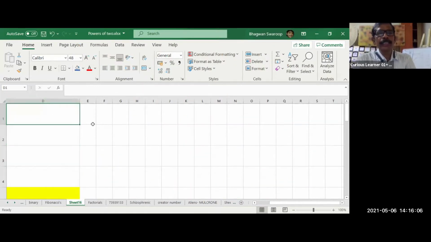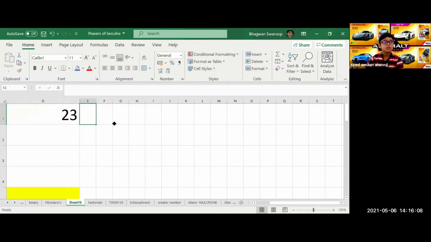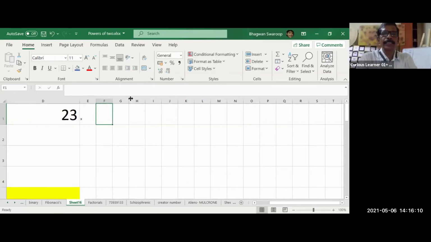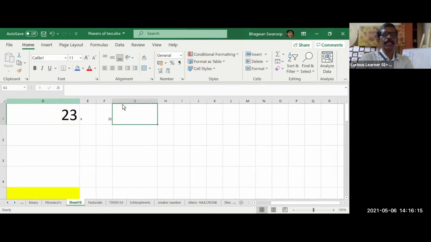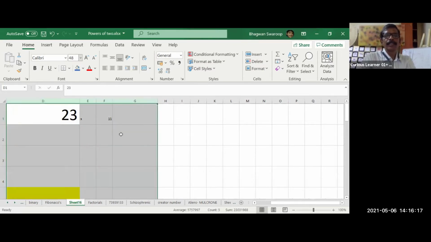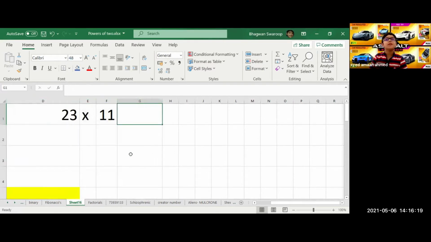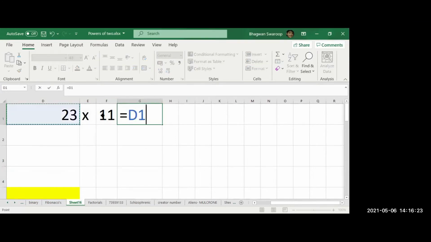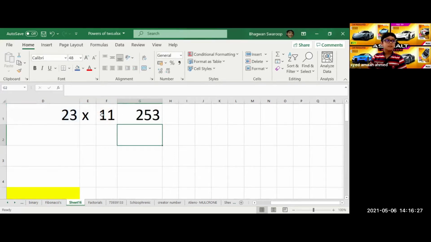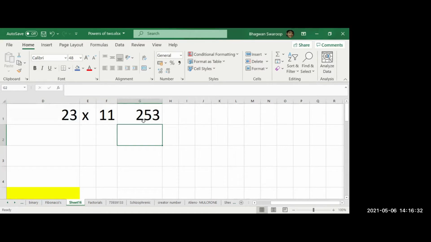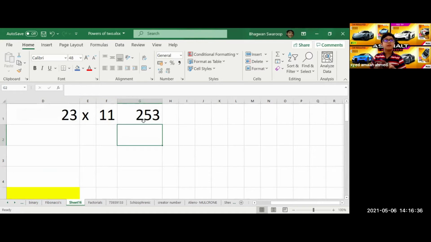Yes. Okay. If I say 23 multiply by 11, how much is it? 23 multiplied by 11. 253. Is the answer 253? Yeah. And how did you calculate this? 23 into 10 plus 23. 23 multiply by 10, then add 23.